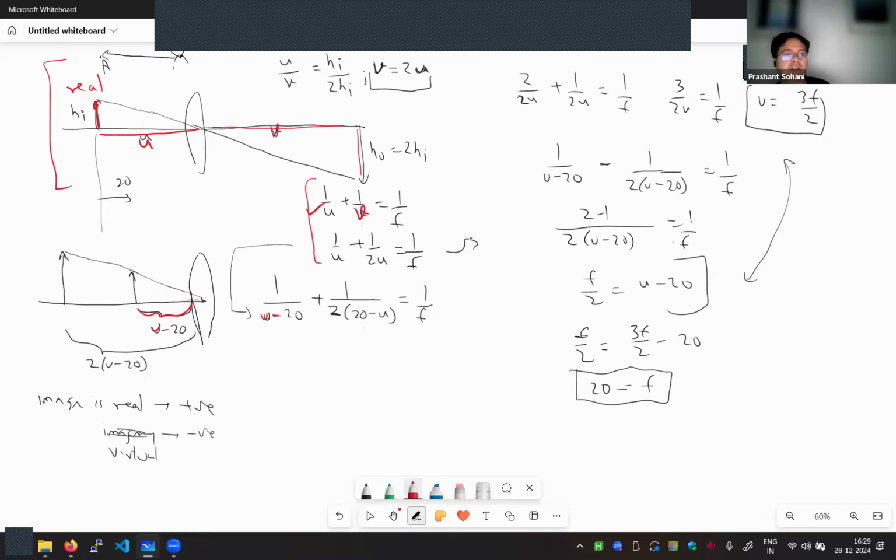So if the value of this distance is 2 times u minus 20, along with the sign, it becomes minus of that. So 2 times 20 minus u. And then finally, when I wrote this term over here, I took that minus sign out into the equation so that the denominator is again written as u minus 20.